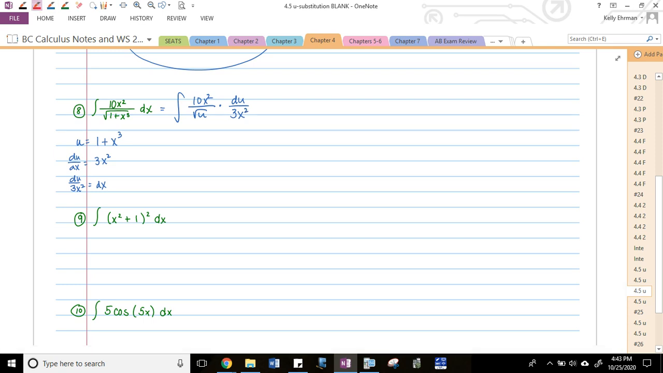It doesn't matter that the 10 doesn't cancel out. We need just the x's to cancel out. So the x squareds do cancel. And let's go ahead and pull the 10/3 constant out in front.